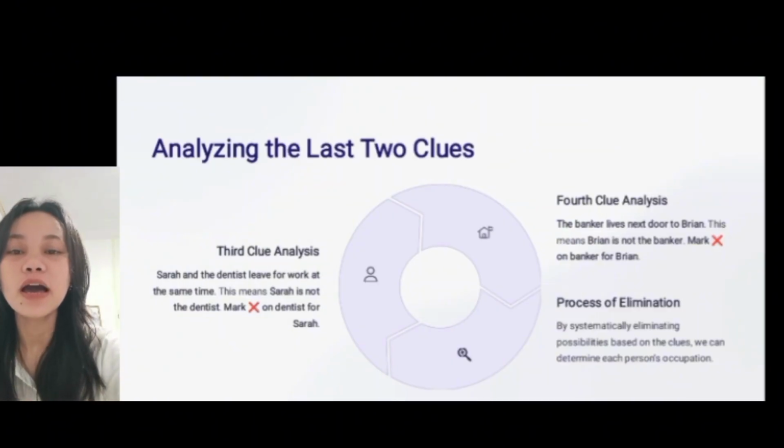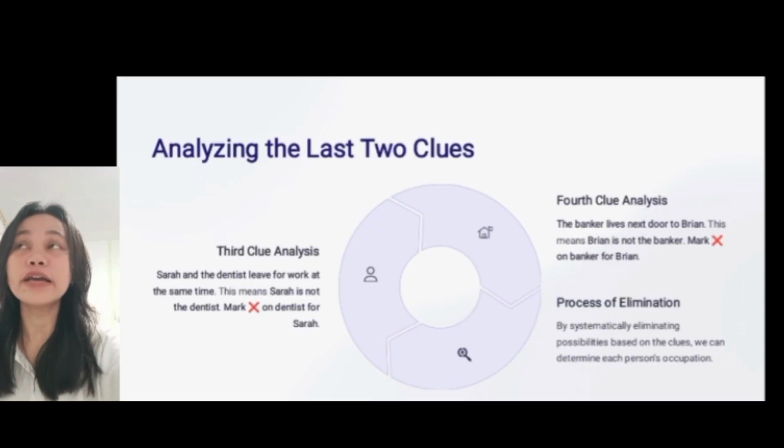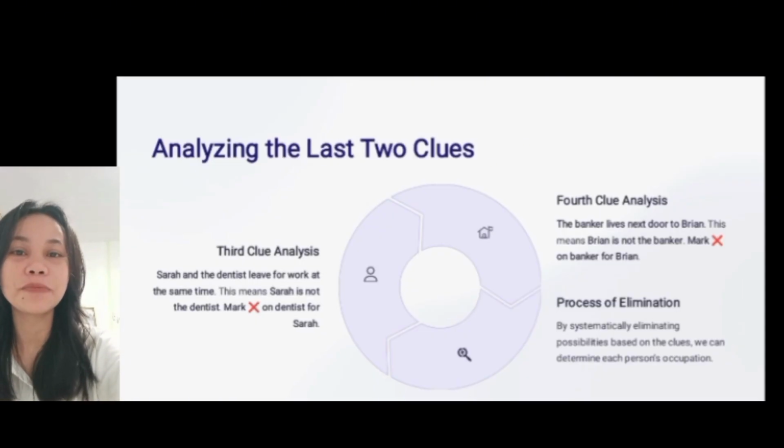Our fourth clue: the banker lives next door to Brian. So this means Brian is not a banker. So Mark, so now we have enough information to determine each person's correct job.